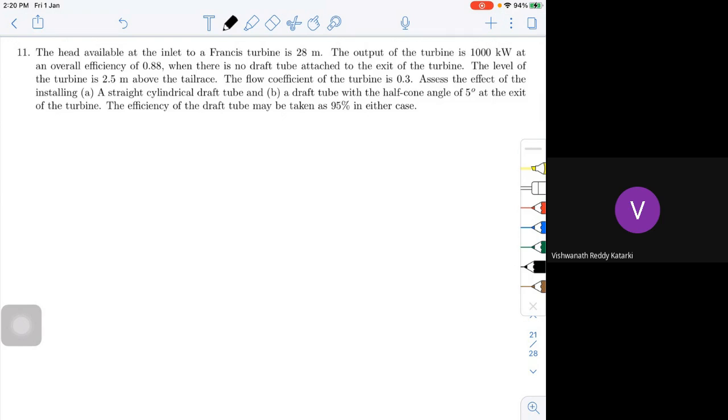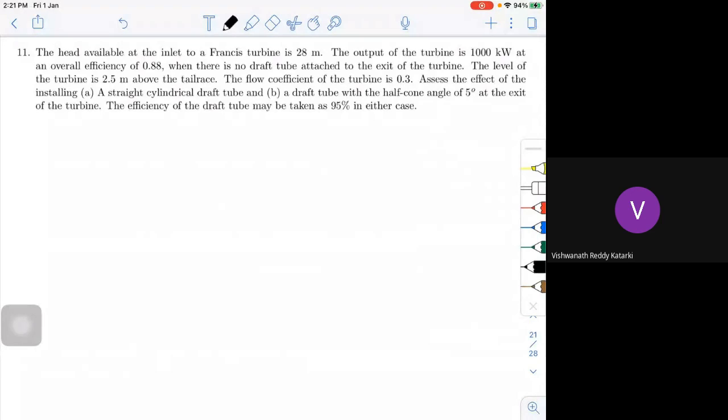Okay, fine. So this is your numerical problem on draft tube. The head available at the inlet to a Francis turbine is 28 meters. The output of the turbine is 1000 kilowatts at an overall efficiency of 0.88 when there is no draft tube attached to the exit of the turbine. The level of the turbine is 2.5 meters above the tail race.